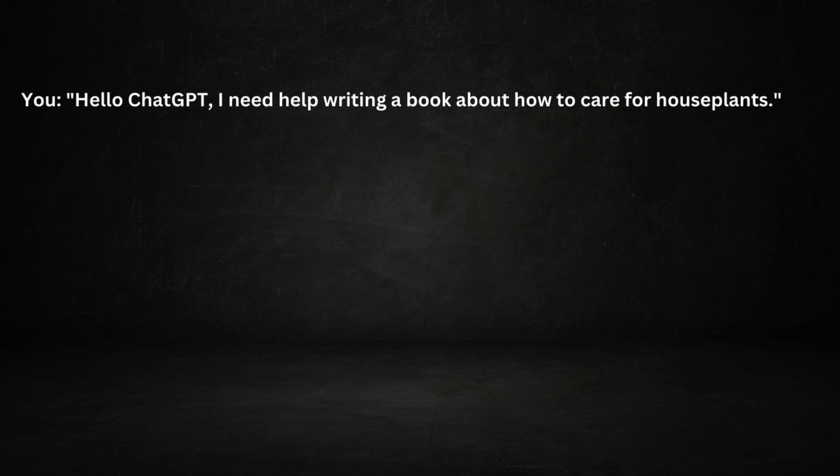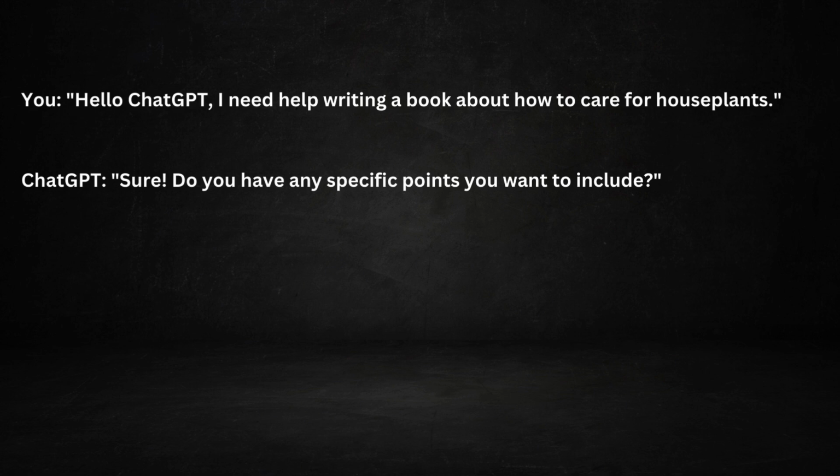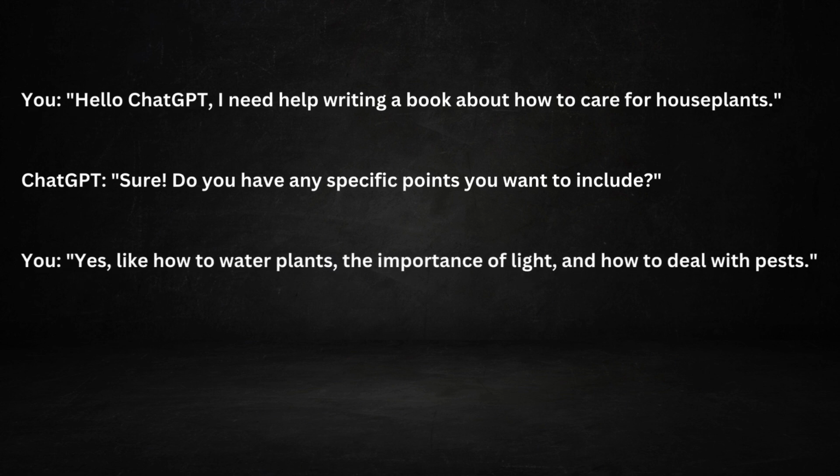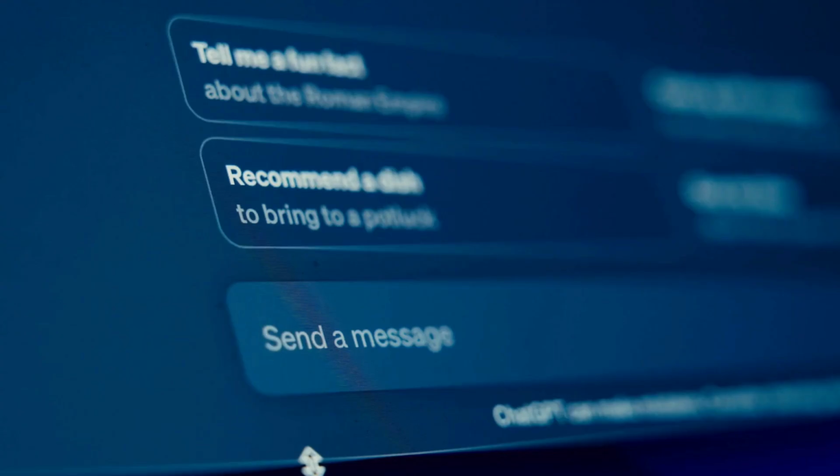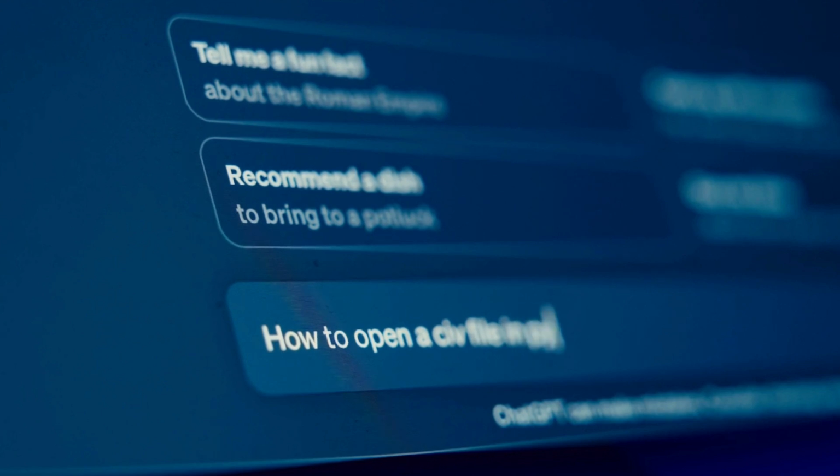ChatGPT responds with readiness, "Sure. Do you have any specific points you want to include?" And you can say, "Yes. I'd like to cover topics such as how to water plants effectively, the importance of light and plant care, and strategies for dealing with pests." Finally, ChatGPT begins writing the text, which appears on the screen as it is typed out in real time. ChatGPT can not only help with writing, but it can also help you find the most searched ideas on the internet. Ask it about trending topics in your field, and it will give you a list of the best ideas.